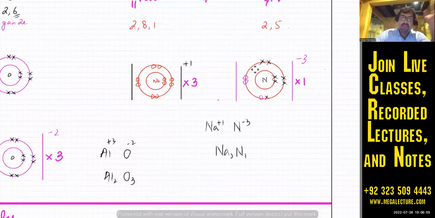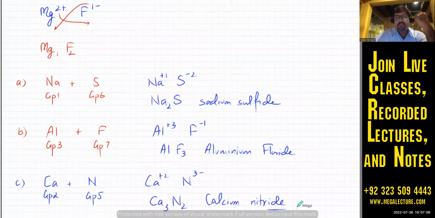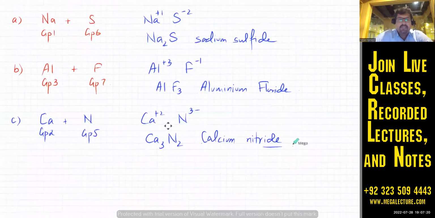So it has to be a metal, which means group 1, 2, 3, and it has to be a non-metal, which is 5, 6, 7. Ionic compounds are always between positive ions and negative ions. You can't have two positive ions or two negative ions, otherwise there's not going to be any attraction between them. There's going to be attraction over here, between positive ions and negative ions. So this is how you figure out the formula of ionic compounds.